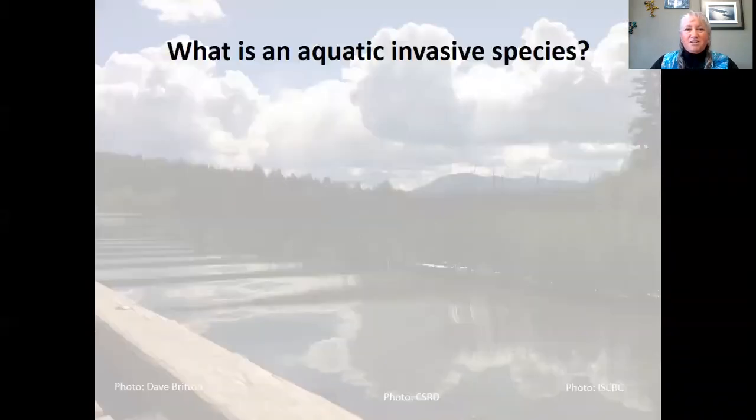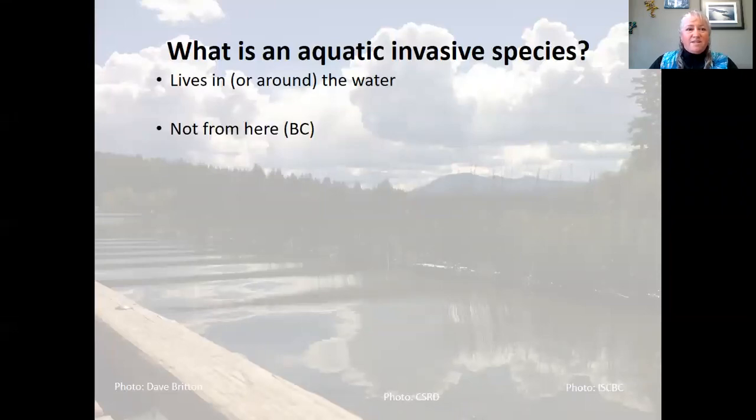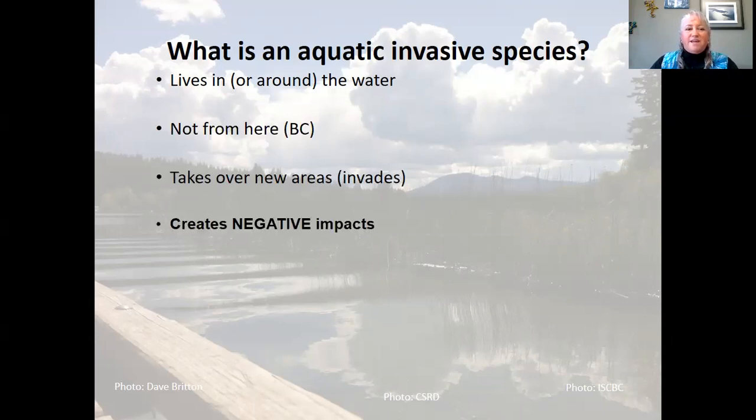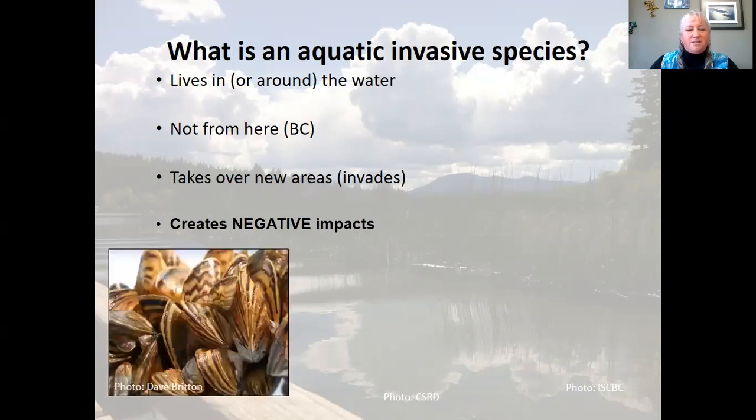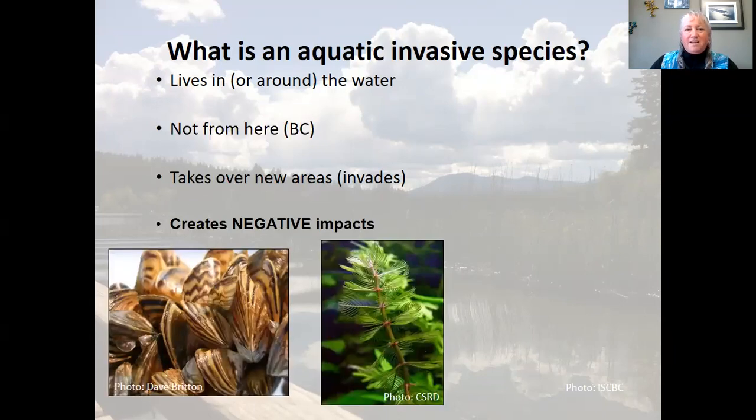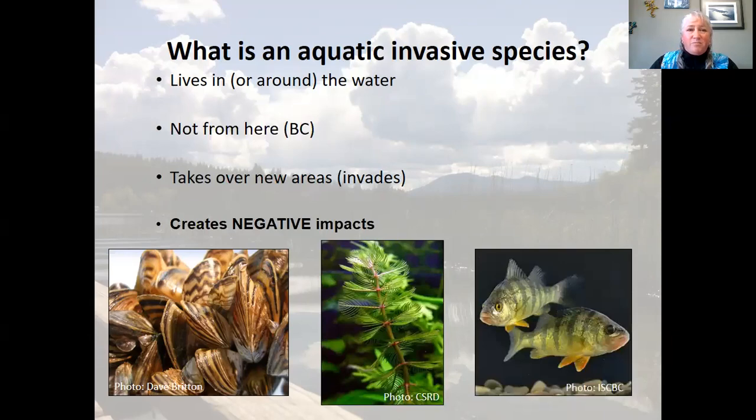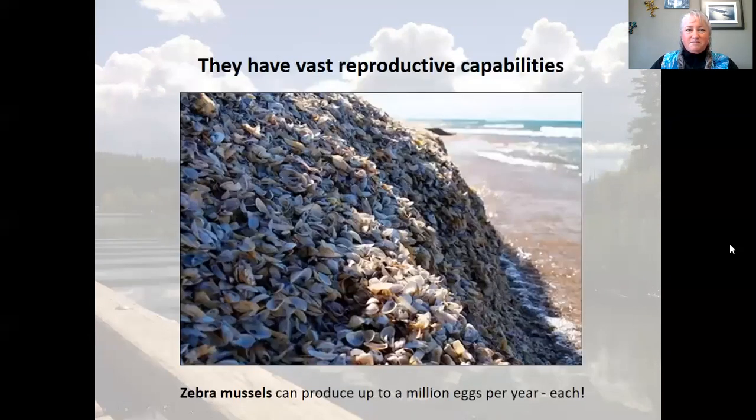So first of all, what is an aquatic invasive species? Well, it lives in or around the water, not from here, not from BC. It tends to take over or invade new areas, and it creates some sort of negative impact. These species can be shellfish, they can be plants, they can be fish. In fact, they can be any type of species.